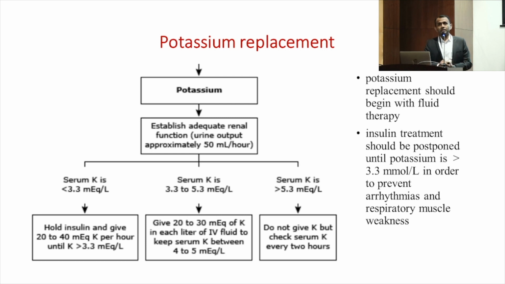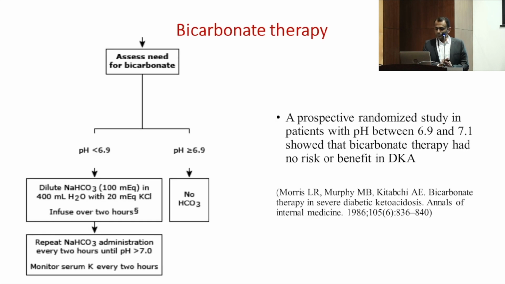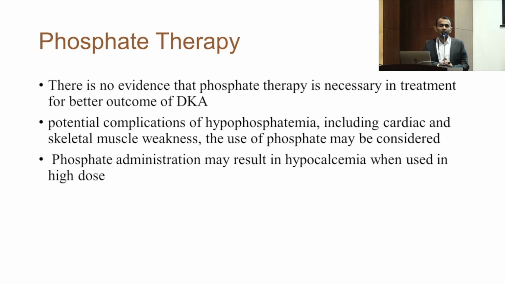Potassium: if the serum potassium is less than 3.3, you do not administer insulin. Hold insulin and correct potassium. We can correct it separately, or another way is to add 20 to 40 milliequivalents of potassium to each IV fluid that is running. Bicarbonate therapy: only if pH is less than 6.9 may you consider giving bicarbonate. If it is between 6.9 and 7.1, a randomized controlled study has shown no benefit, so you can preferably avoid it. Phosphate therapy: there will be depletion, but no evidence says you need to correct it unless an intercurrent associated illness is affecting the recovery of the patient.